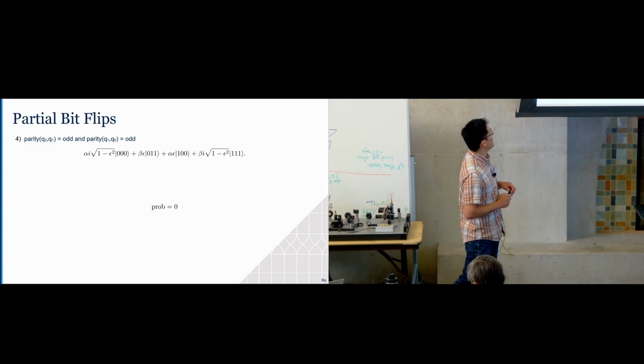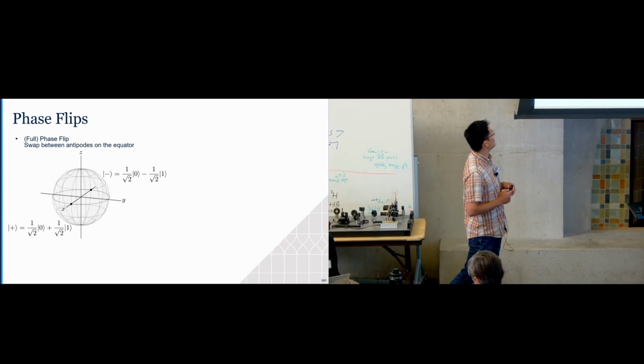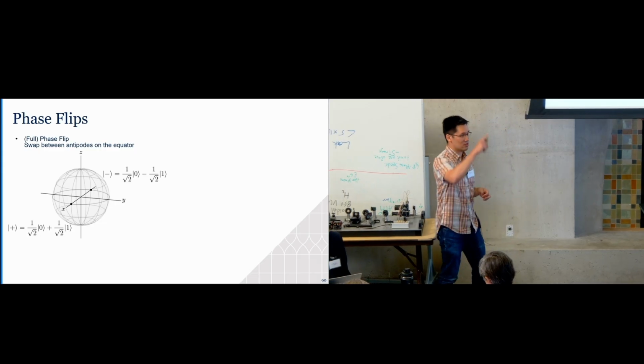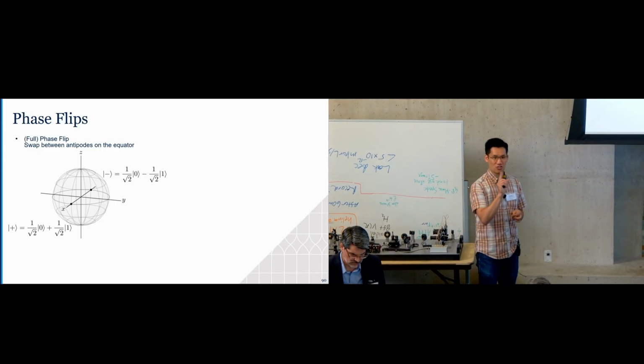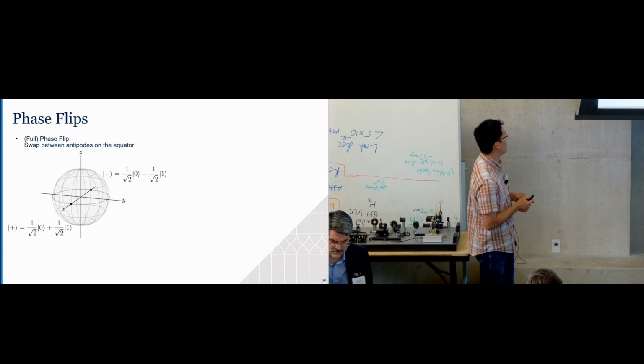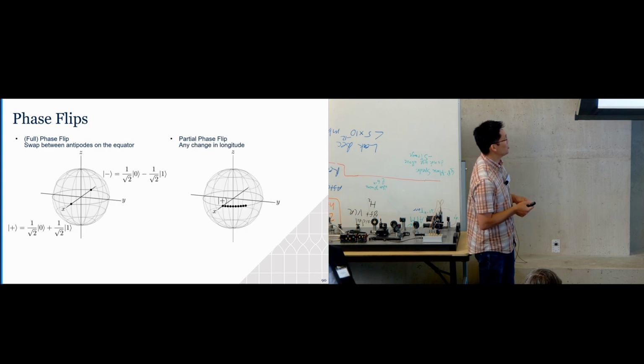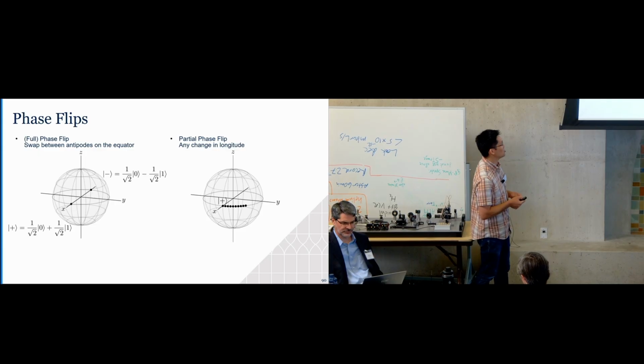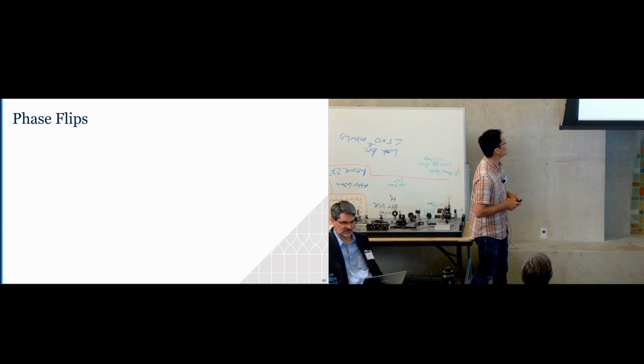You can do the same thing with phase flips, because remember in quantum, it's not just your latitude that matters, it's also your longitude. That is a different state for your qubit. So for example, going from plus to minus would be a full phase flip. Or you can also have a partial phase flip where you change your longitude some smaller amount. And there needs to be a way to correct for this.